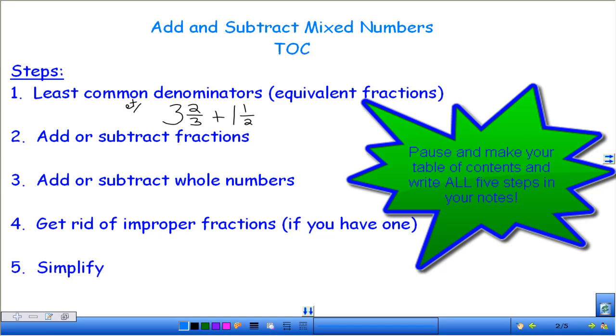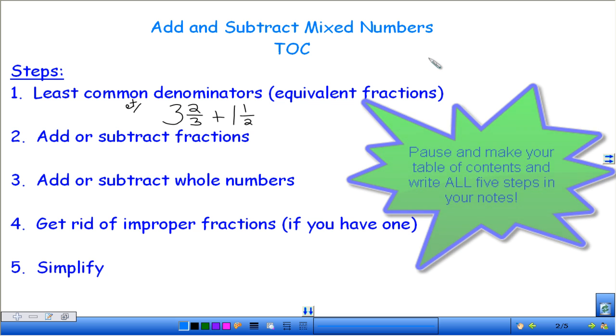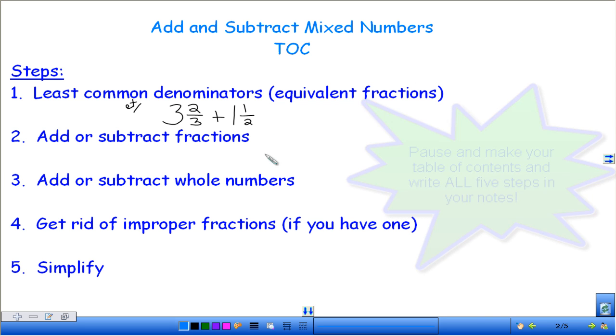Our table of contents, you need to write, add and subtract mixed numbers. I'll give you a few minutes to go through and write all of these steps down. If you want to leave spaces like I did here, I'm going to take this example and show you how you do each step. So take a second and write all of those notes in your notebook and make sure you make a table of contents.